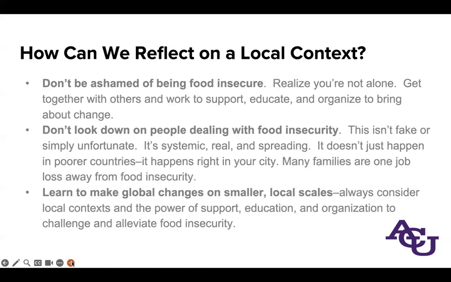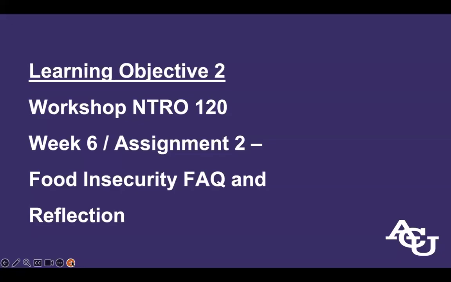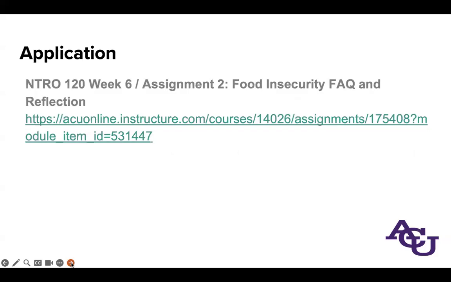So going on to nutrition and wellness, learning objective 2. This is NTRO 120, week 6, assignment 2, food insecurity, FAQs and reflection. And I think this is one of the cooler assignments that I've seen in quite a while. Actually, I really got into this. Totally agree. So we've got the link with the application. You can go right straight to Canvas, to the application and see what's called for. So let's just move on to the preamble.